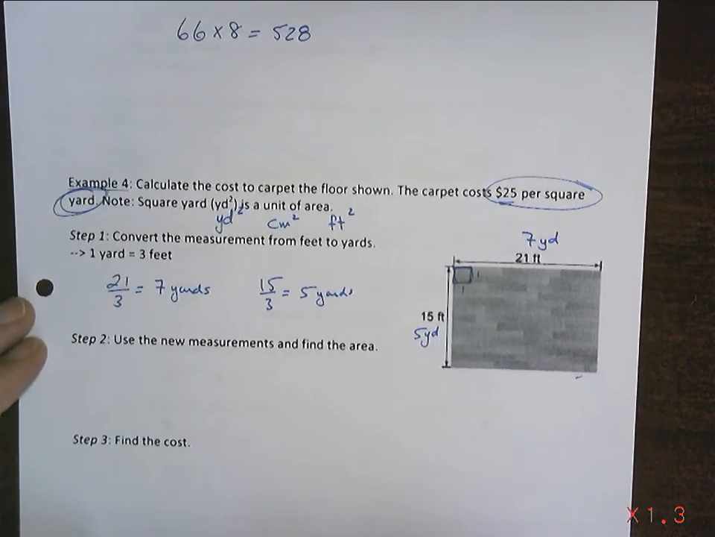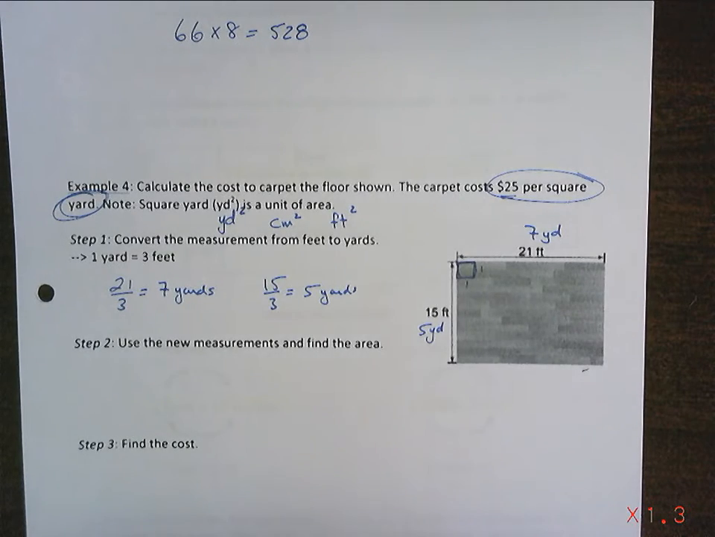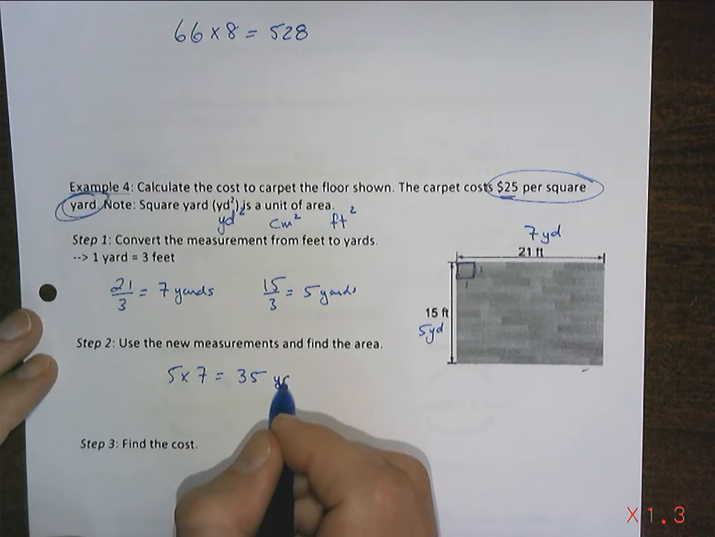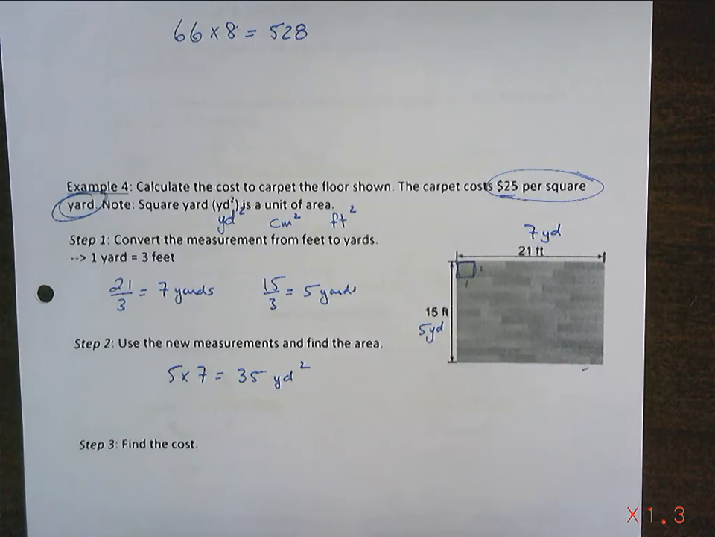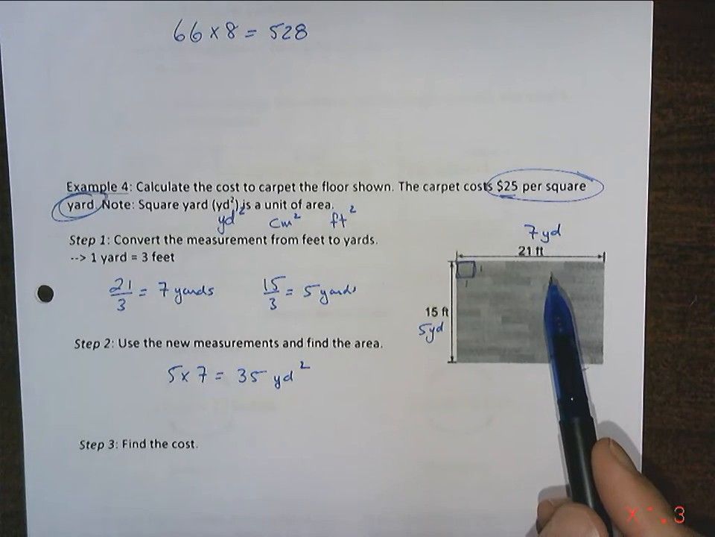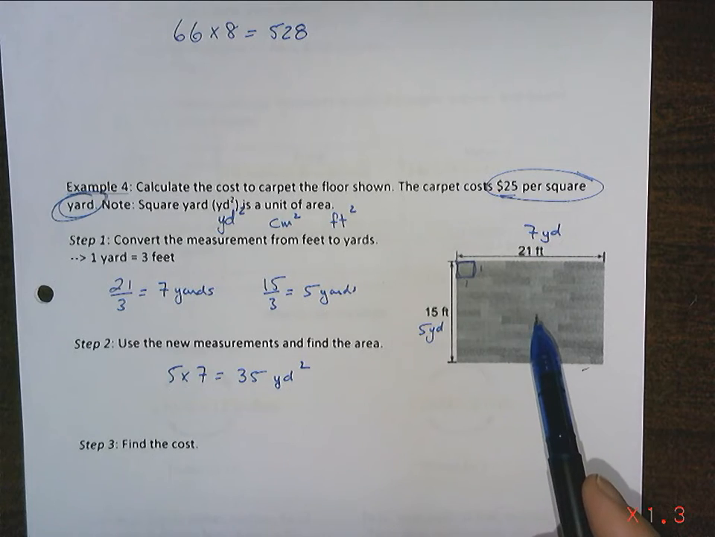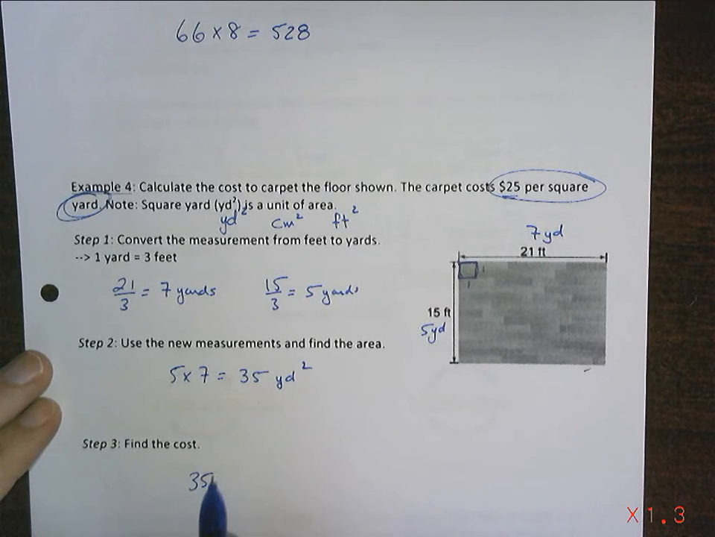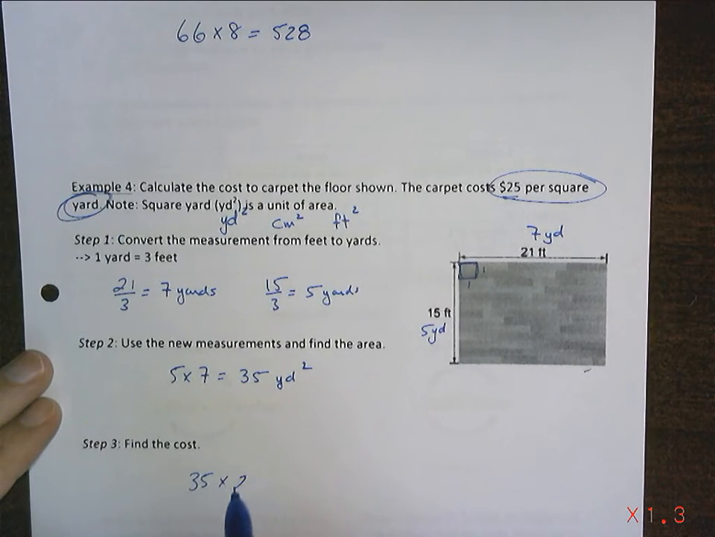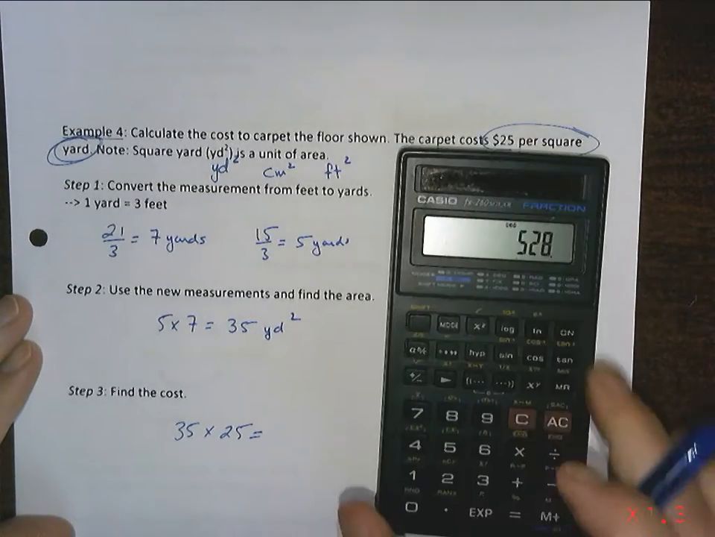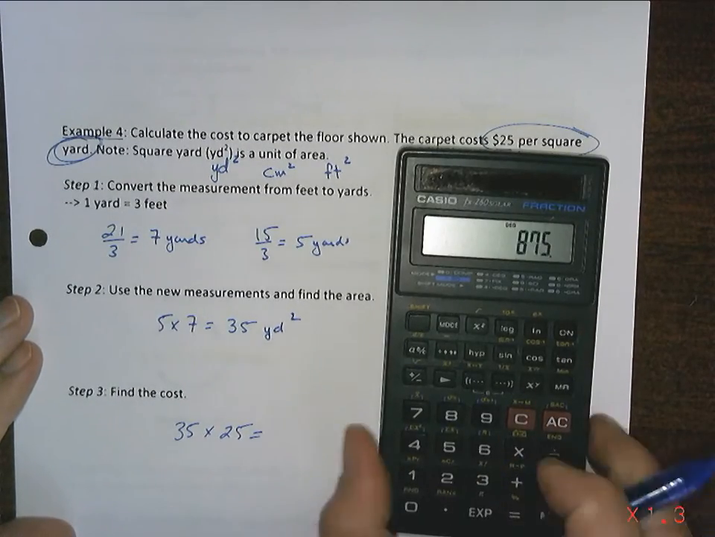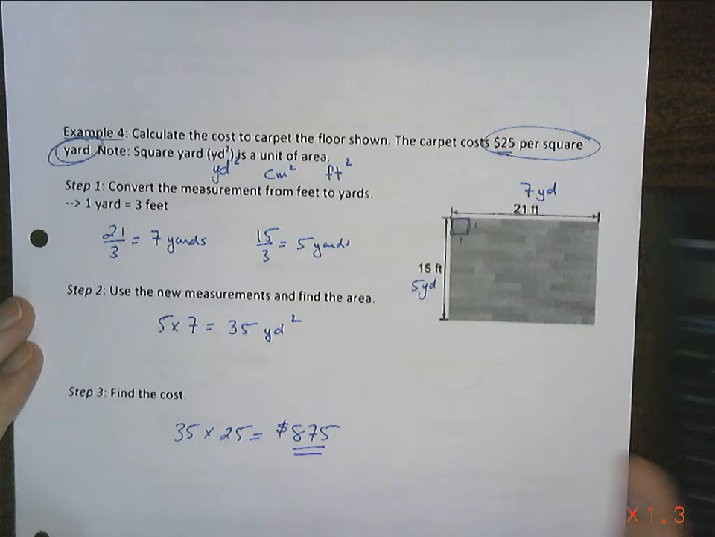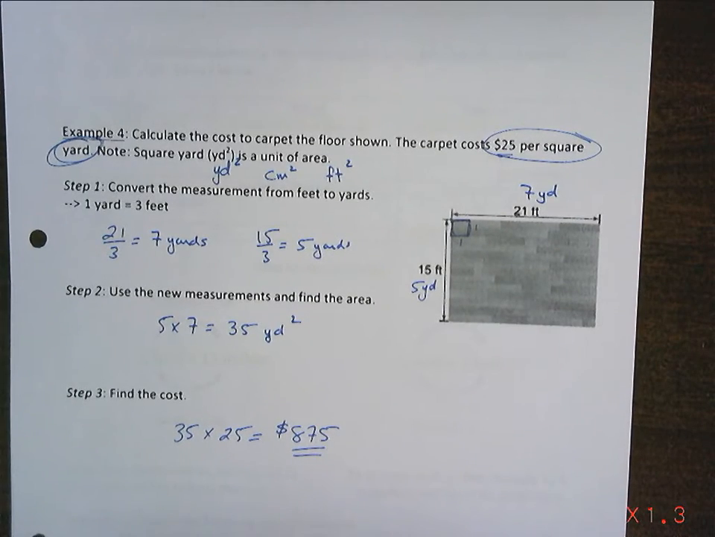So the new area with the new units is going to be 5 times 7 is 35 yards squared. You need to change the units before you multiply. If you multiply them first, then try to change the units, it's more complicated. Find the cost. Well, it's 35 square yards at a cost of $25 per square yard. We're looking at $875 to carpet that room.